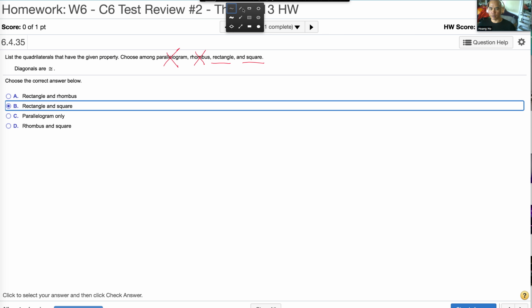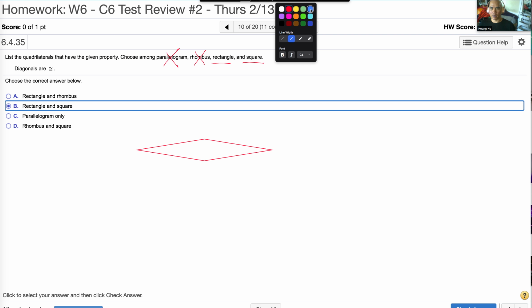Okay. Let's prove it to you right here. As you see, the rhombus. I can do the rhombus. Four sides congruent, but the diagonals are not congruent. So let's draw it right here in a different color. One diagonal is really short, one diagonal is really long. So the rhombus should not be in the list.